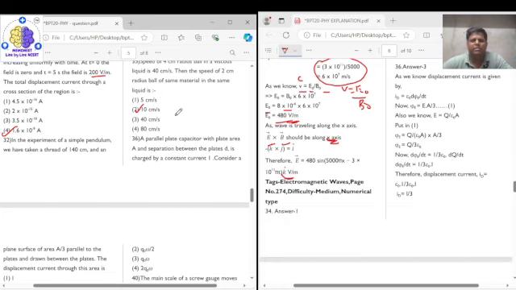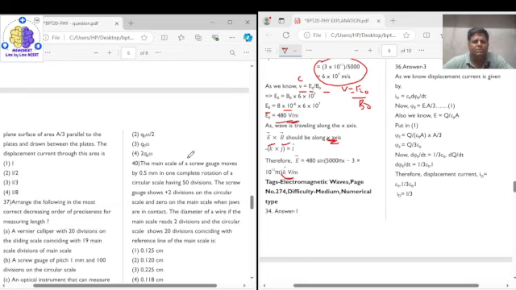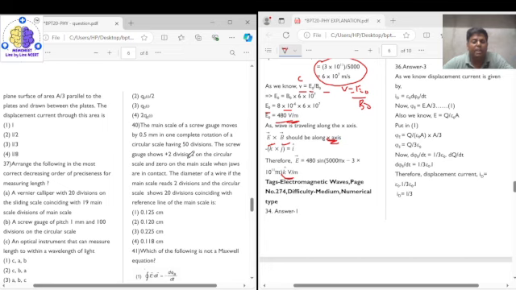Question number 36 says that a parallel plate capacitor with plate area A and separation between the plates D is charged by a constant current I. Consider a surface of area A/3 parallel to the plates and drawn between the plates. The displacement current through this area is... so displacement current is directly proportional to the rate of change of flux.